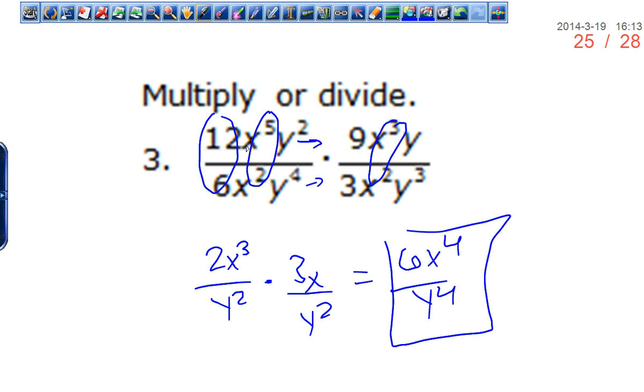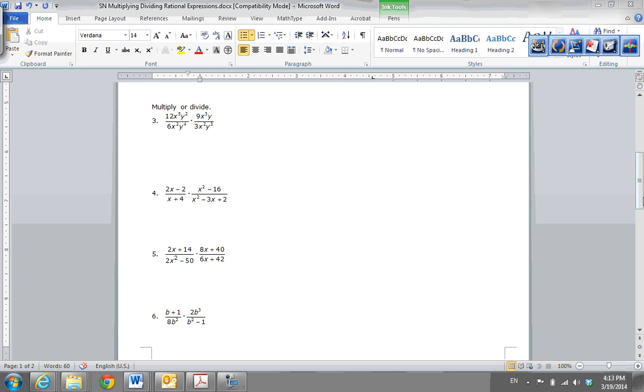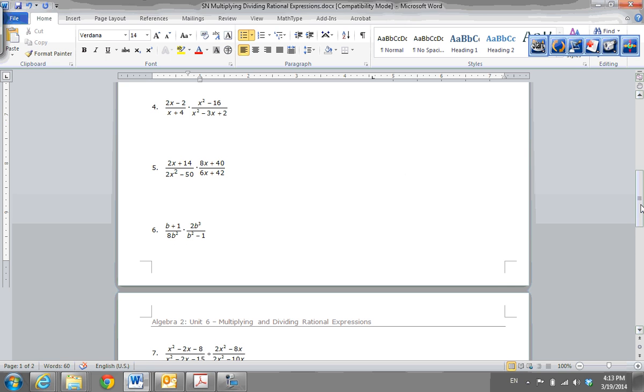If you want, you can multiply 12 times 9, add 5 and 3, that gives you 8, and then divide, and it's going to give you the same thing. Just remember our exponent rules there. Okay? All these work the same way. Why don't you pause it, and then we'll go ahead and go over it. Here's your chance to pause. Try 4, 5, and 6.